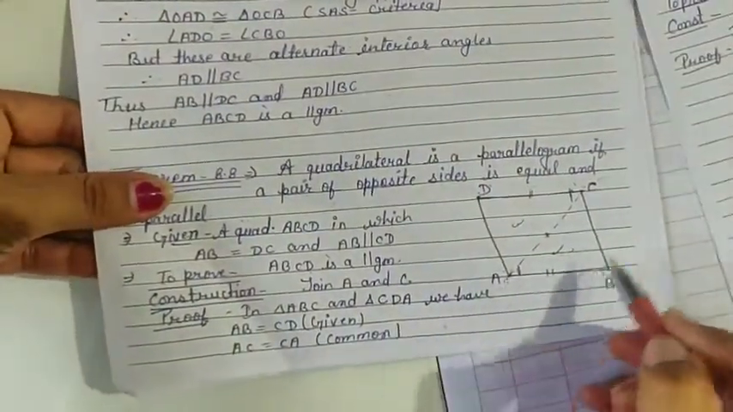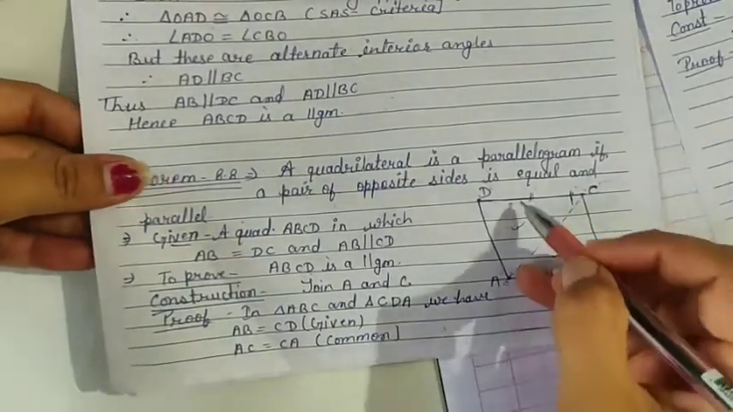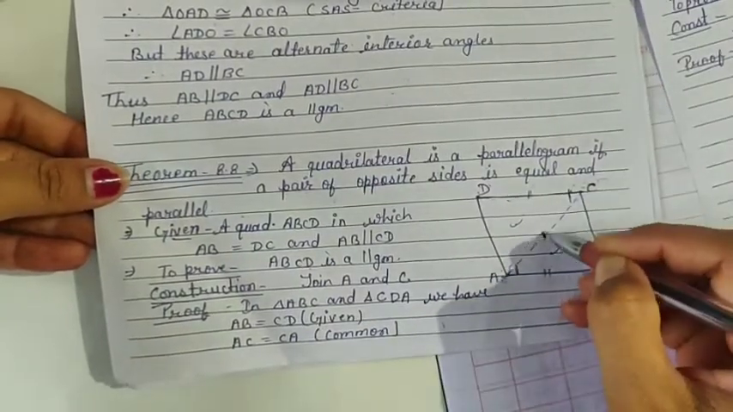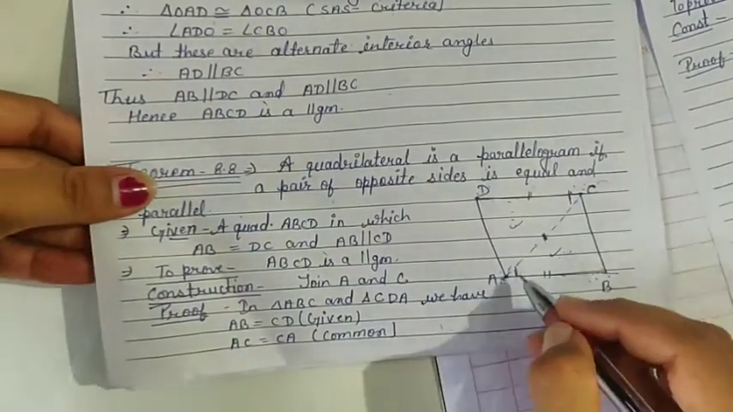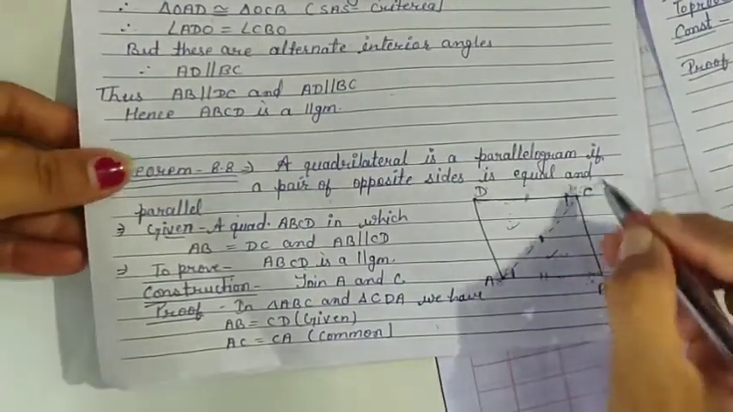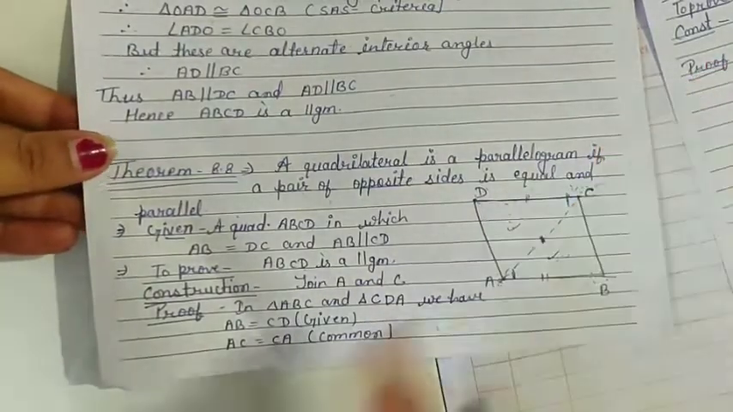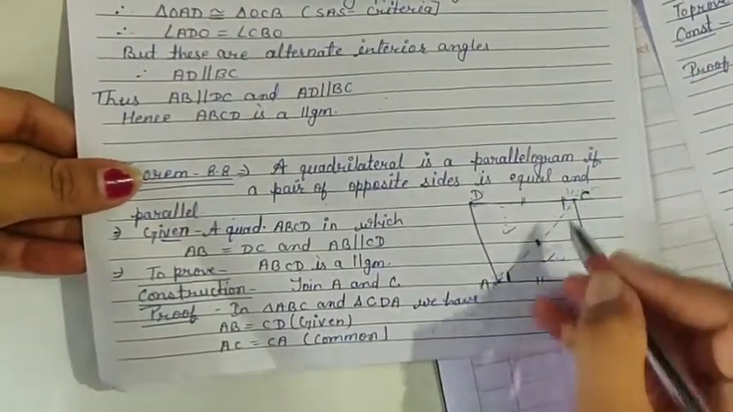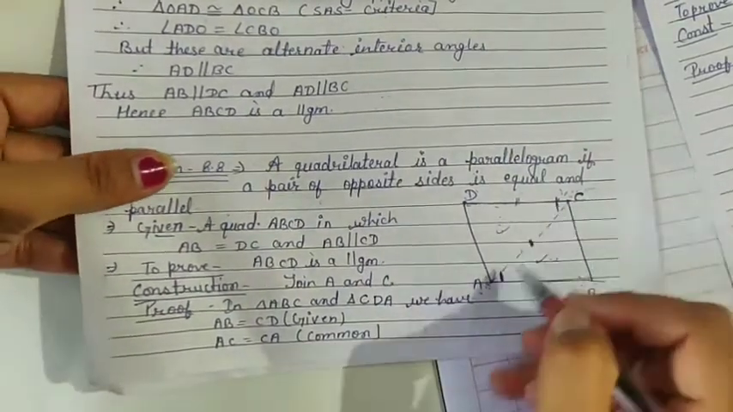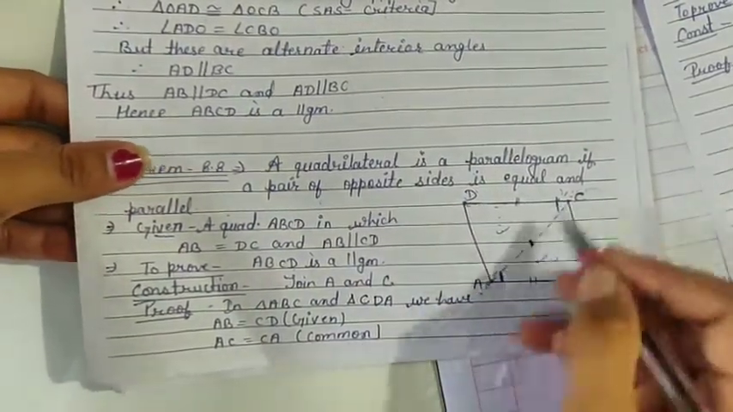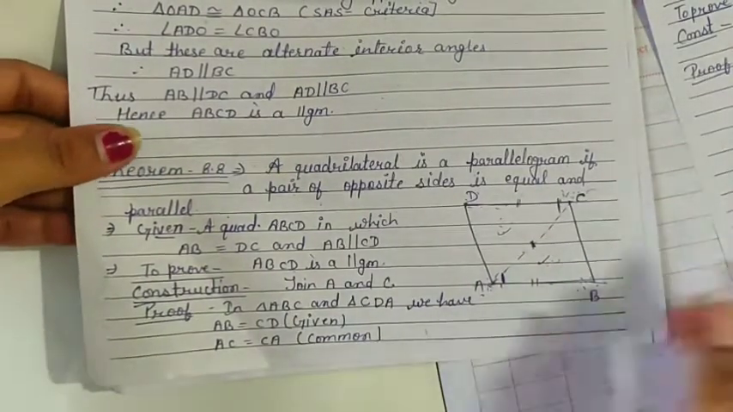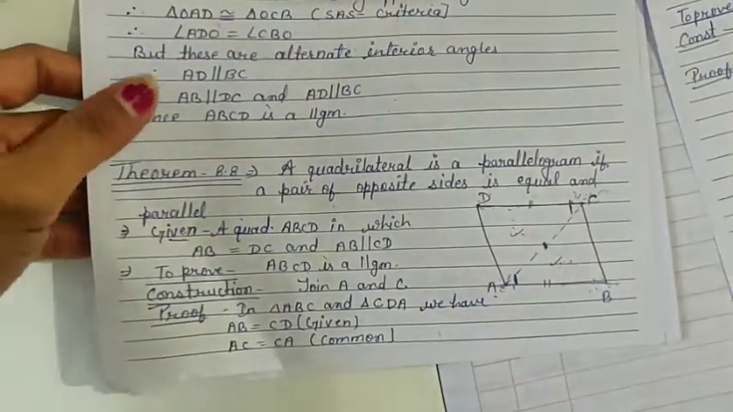Friends, AB equals CD. This is given in the question, that one pair of opposite sides is equal, and AC equals CA. This is the common arm of these two triangles, and because AB is parallel to CD and AC is a transversal of these two parallel sides, it means this angle BAC equals this angle DCA. Okay, these are alternate interior angles. It means they will be equal to each other. So by side angle side criteria, these two triangles are congruent to each other.